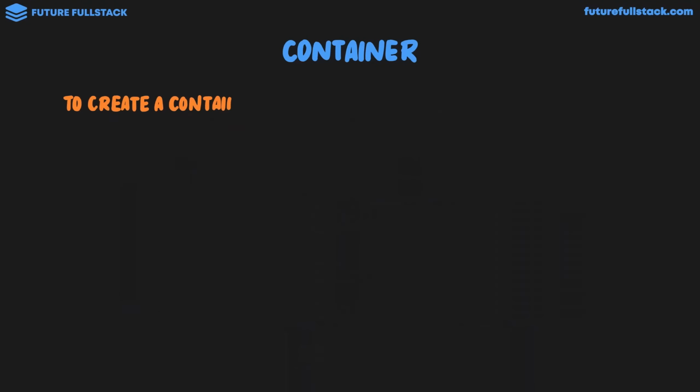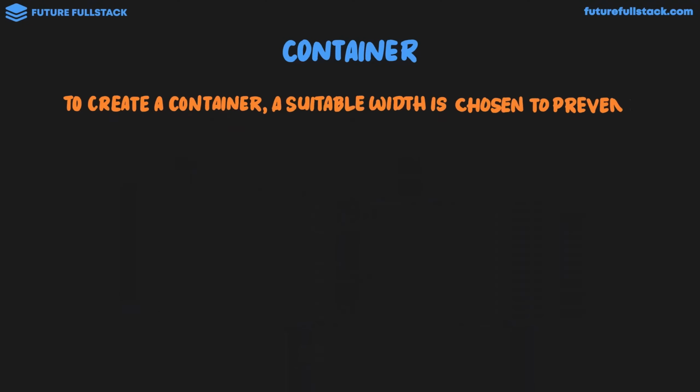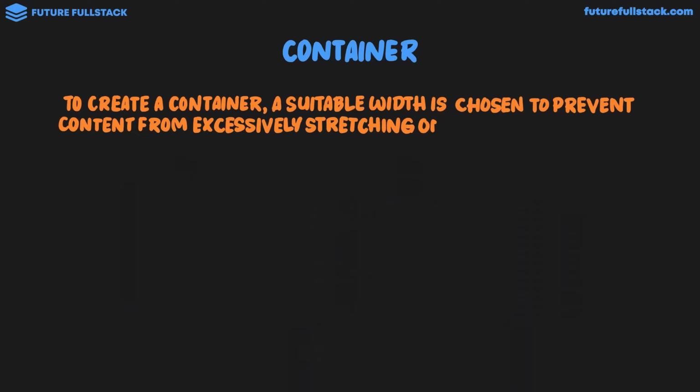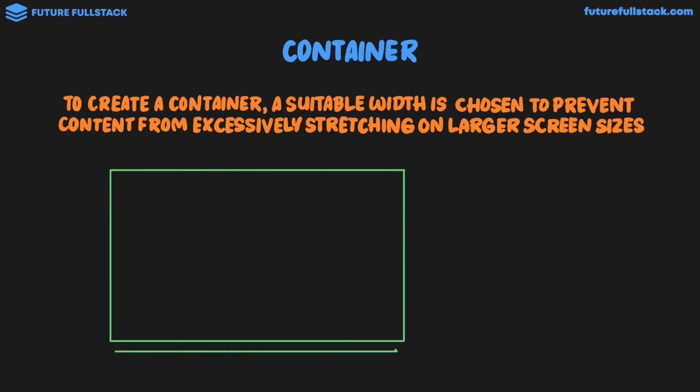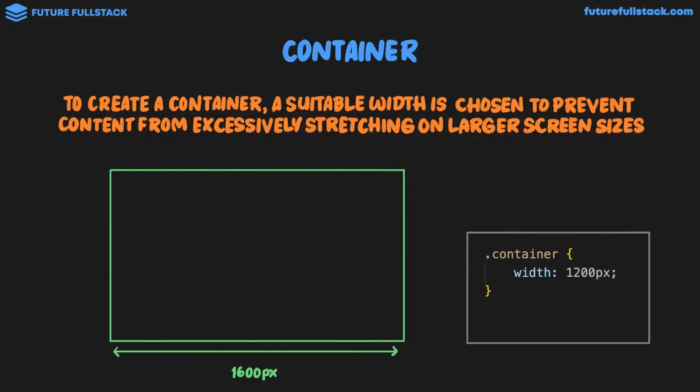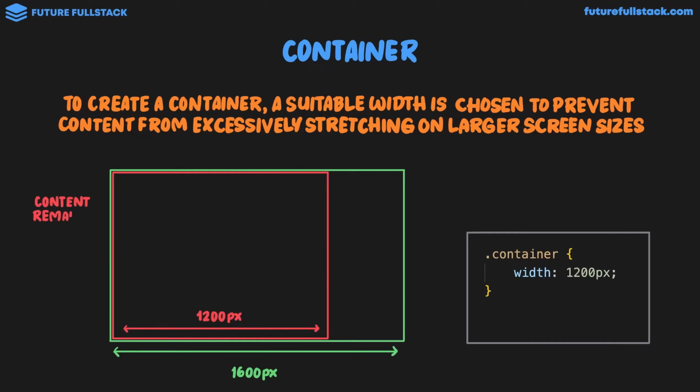To create a container, a suitable width is chosen to prevent content from excessively stretching on larger screens. So let's say we have a screen which is 1600 pixels wide. What we would do is create a class called container and apply a width to it, say 1200 pixels. Because the container is going to wrap all the content, our web page would sit like this in the browser with the width of 1200 pixels, and all the content remains inside. So let's go play around with this in VS Code.